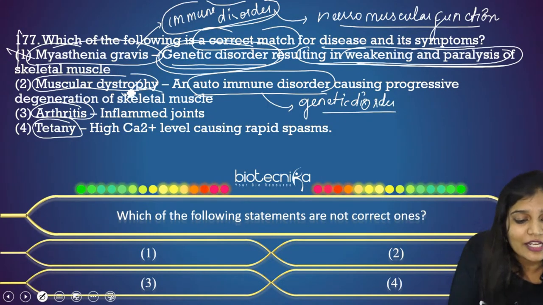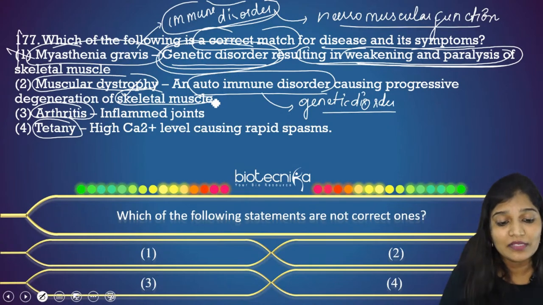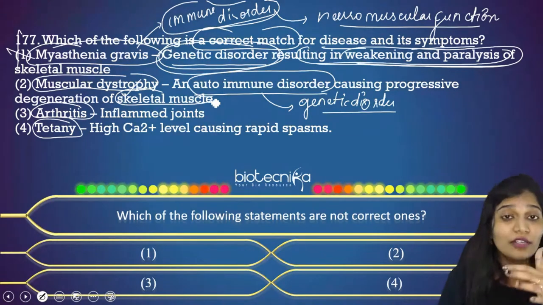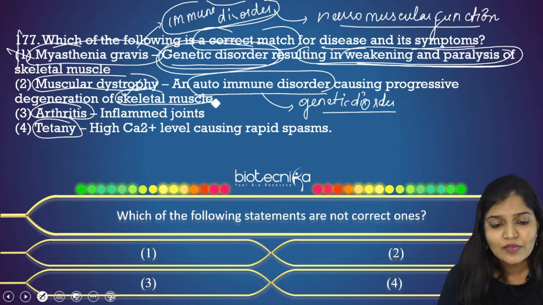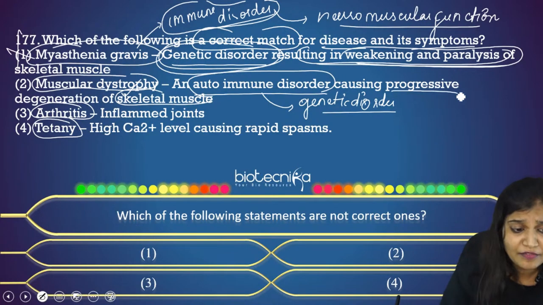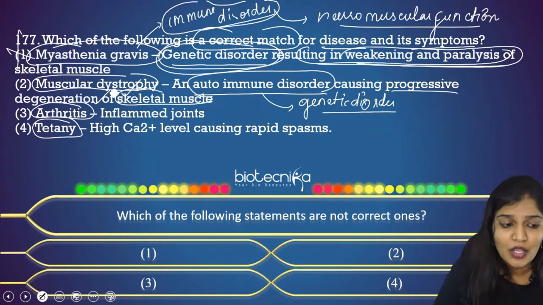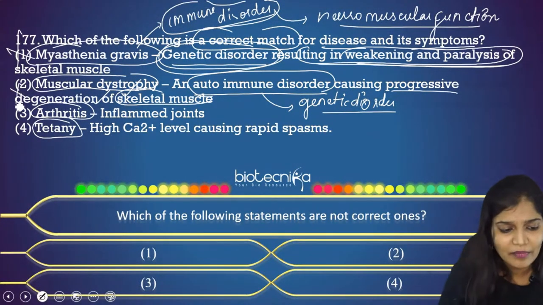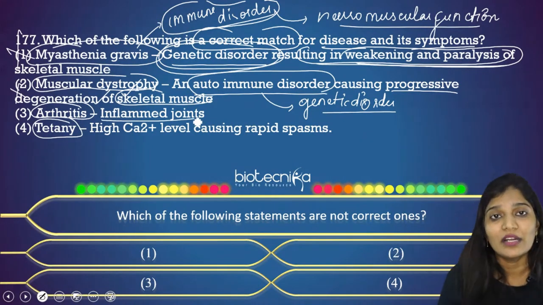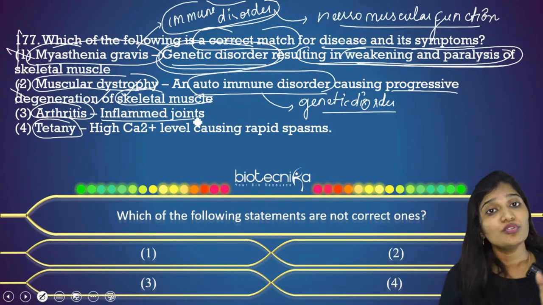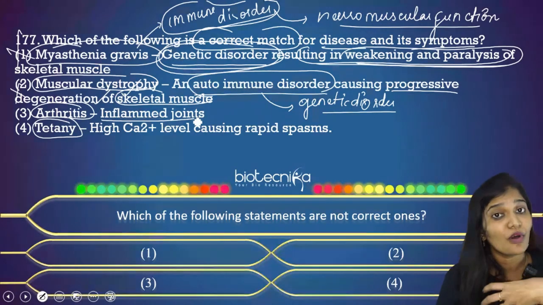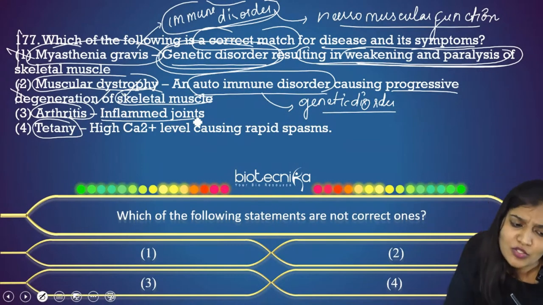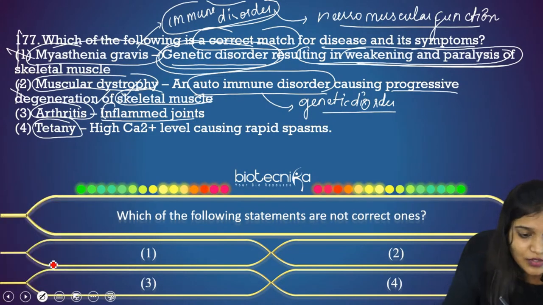And this disorder actually reduces the number of skeletal muscles, or we can say the skeletal muscles just got destroyed because of the genetic disorder. If skeletal muscles are getting destroyed, ultimately the person is going to suffer from progressive degeneration of skeletal muscle. So you will not be choosing this because it is a genetic problem. Third statement, arthritis. All of you know about arthritis. Arthritis is a problem you usually see in females, where the joints, knee joints we can say, are inflamed. So this is exactly the correct statement. They ask you to find out the correct statement, so the answer is going to be option number three.